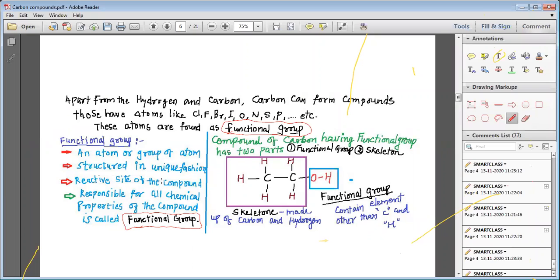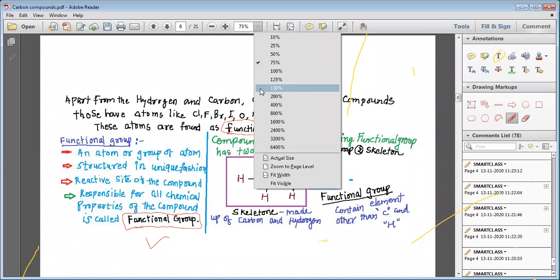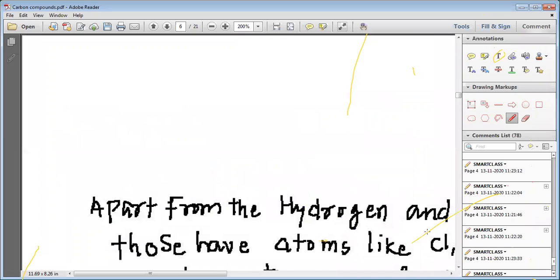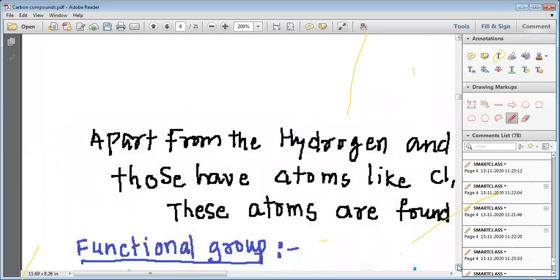I am going to repeat it for you once again. An atom or a group of atoms structured in unique fashion, reactive site of the compound, and responsible for all chemical properties or all chemical characteristics of the compound is known as functional group. Now I'm going to explain each and every line one by one. Let's have a look at each point, my dear students, that we have seen in this.